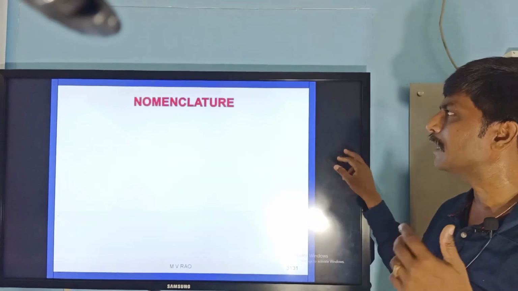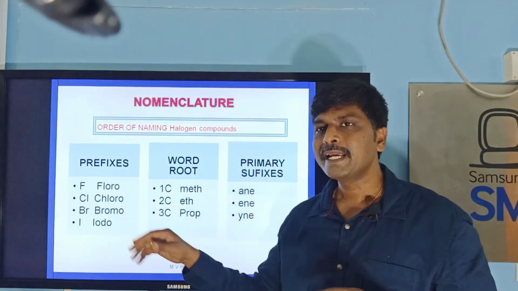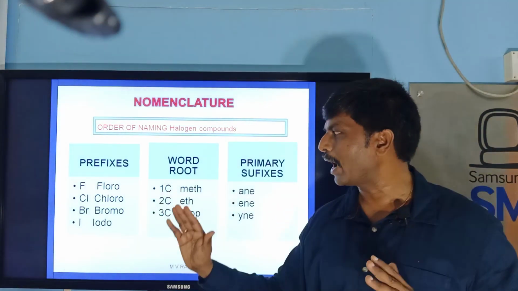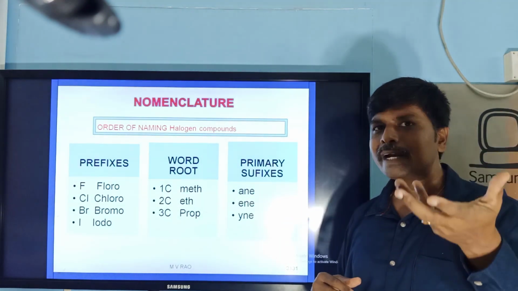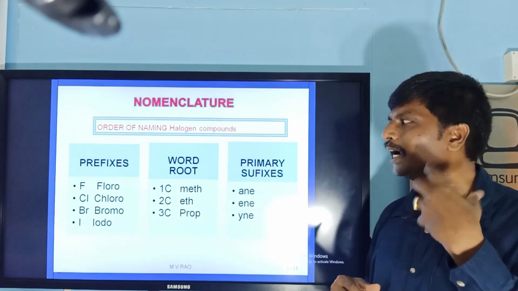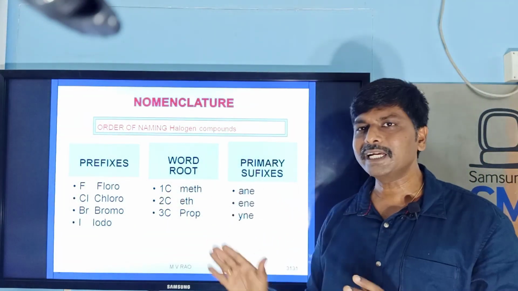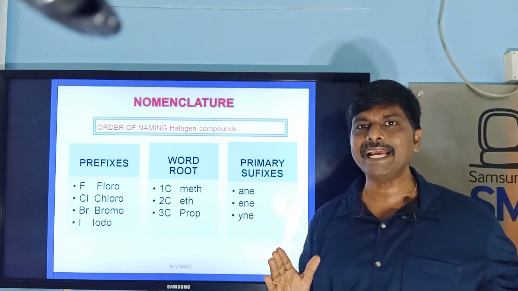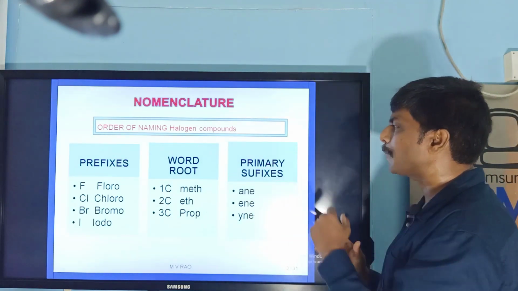You will see here some steps to write IUPAC names, the order of naming. Prefix: if the substituent is chlorine, chloro; Br, bromo; I, iodo. If two Cl are there, dichloro; two Br, dibromo; three bromines, tribromo; three iodines, triiodo. Next, the root word, which indicates the number of carbons. One carbon, meth; two, eth; three, prop; four, but; five, pent.